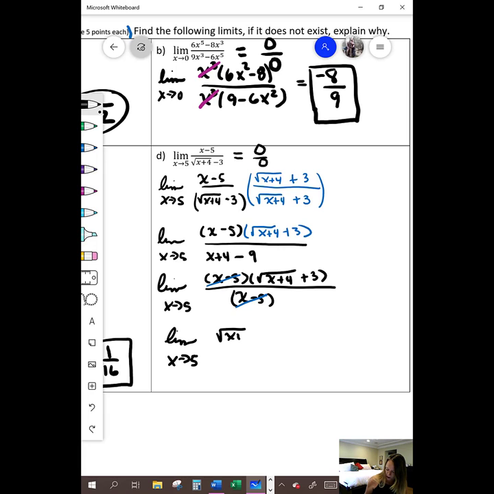And so we're left with a limit as x is approaching 5 of the square root of x plus 4 plus 3. So we want to go in here wherever we see an x, we're replacing it with 5. And so we have here square root of 5 plus 4, which is the square root of 9, plus 3, which is equal to 3 plus 3, which is equal to 6.